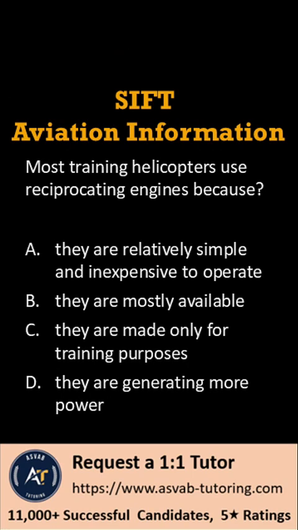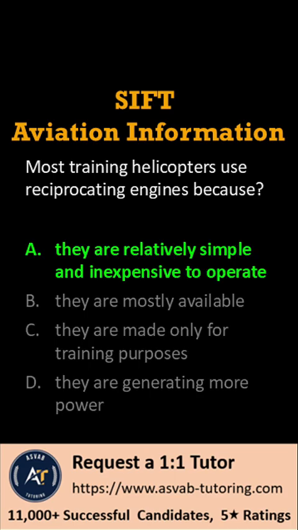Most training helicopters use reciprocating engines because A. They are relatively simple and inexpensive to operate. B. They are mostly available. C. They are made only for training purposes. D. They are generating more power. The correct answer is A.